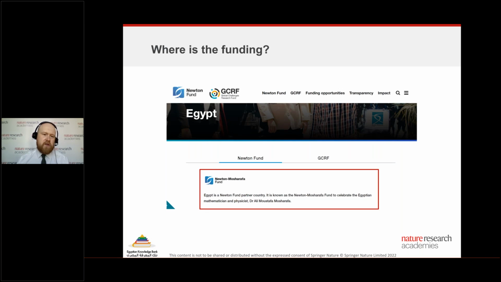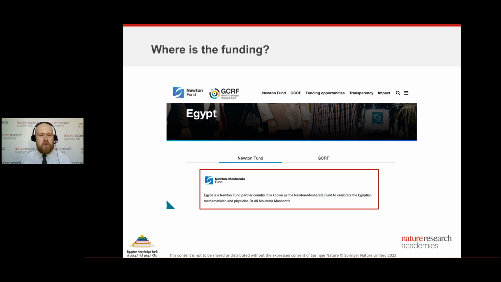The other funder I would like to highlight to you this morning is the Newton Fund and Global Challenges Research Fund. These are managed by the UK's Department for Business, Energy and Industrial Strategy. These funds allow researchers and innovators around the world to find lasting solutions to global challenges such as human health, food security, and climate change.